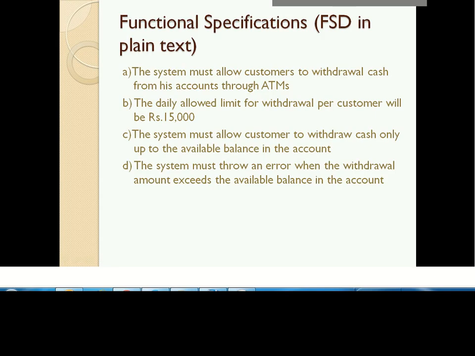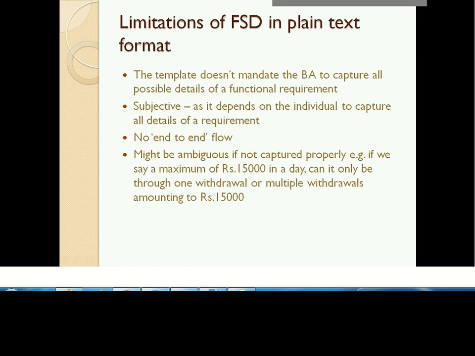So typically, this is how we capture the requirements in a plain text format. We go about writing in a vertical way. Say, the daily allowed limit for the withdrawal for a customer will be 15,000. Then we write, the system must allow a customer to withdraw cash only up to the available balance in the account. If we write it in this way, we would face a few issues. This doesn't mandate a BA to capture all possible details of the functional requirement. That is subjective in nature, and depends on the BA's experience and the BA's thought process.